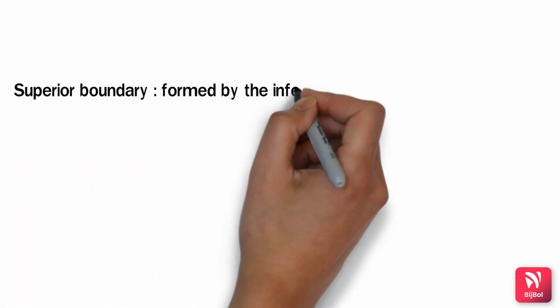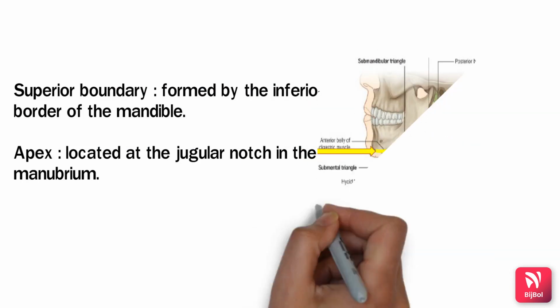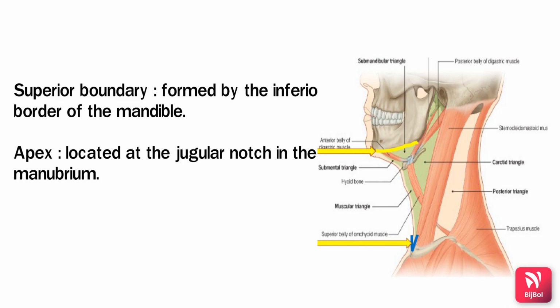Coming to the superior boundary. The superior boundary is formed by the inferior border of the mandible and the apex is located at the jugular notch in the manubrium. In this diagram, we can see the yellow line and the yellow arrow indicates the superior boundary, that is the inferior border of the mandible, whereas the apex is indicated by the blue arrow, that is the jugular notch.